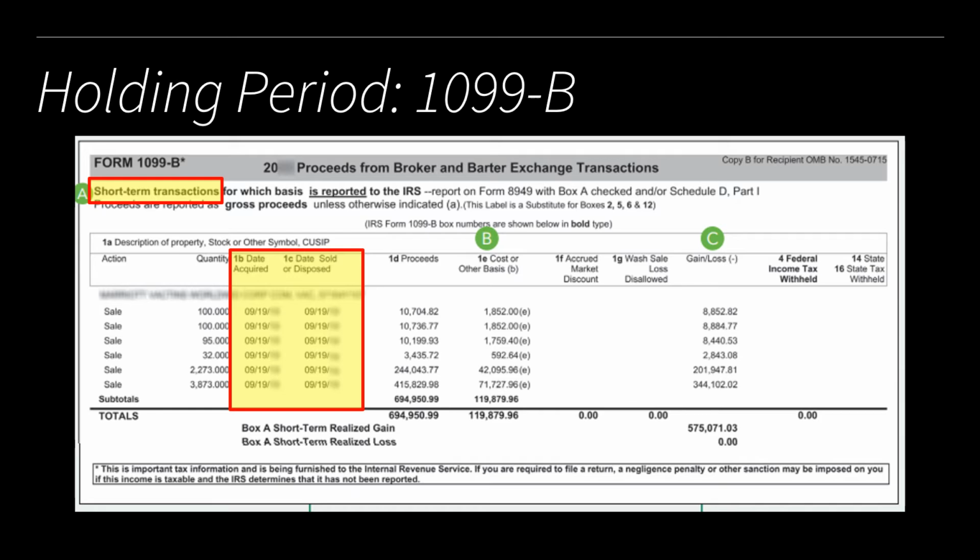So if this taxpayer had also long-term transactions, usually on the page below or somewhere underneath here, there would be a table with long-term transactions, and it would look really similar to this. It's just up there at the top, it would say long-term transactions.